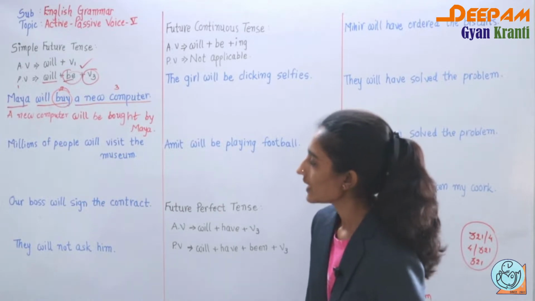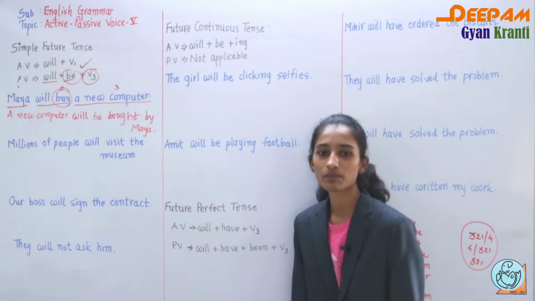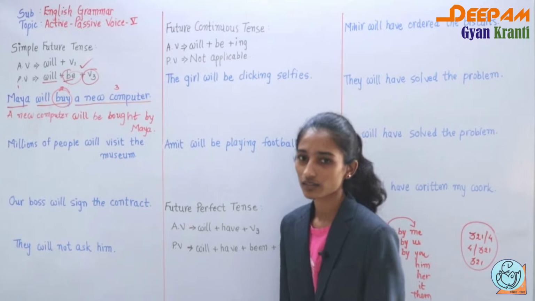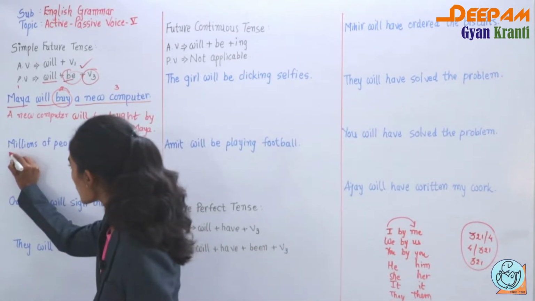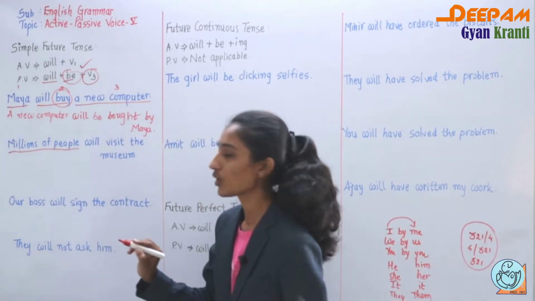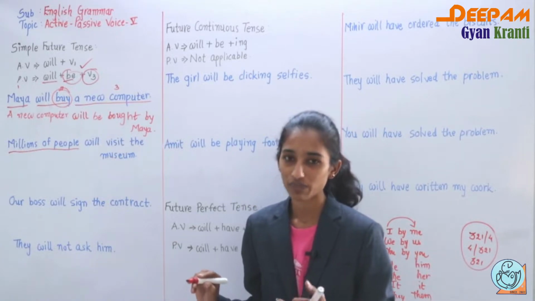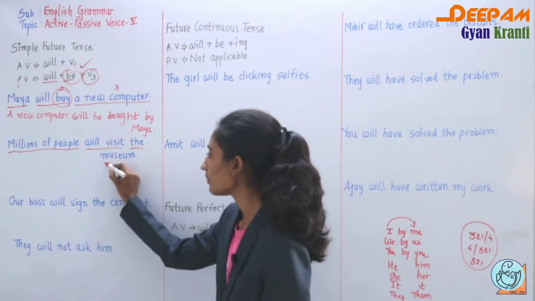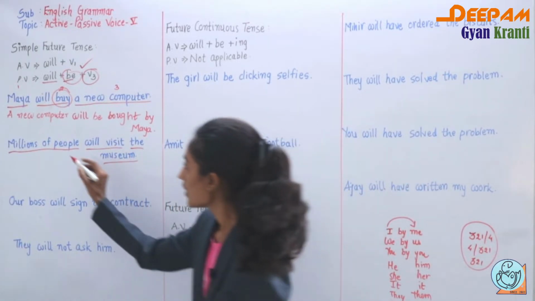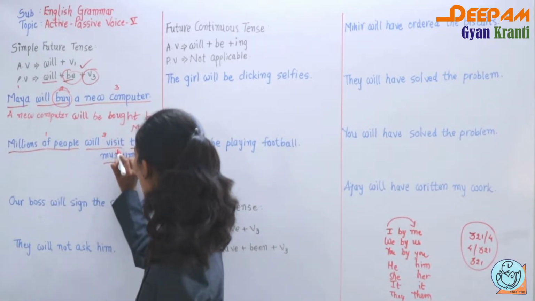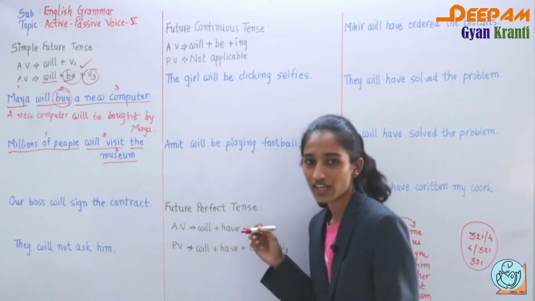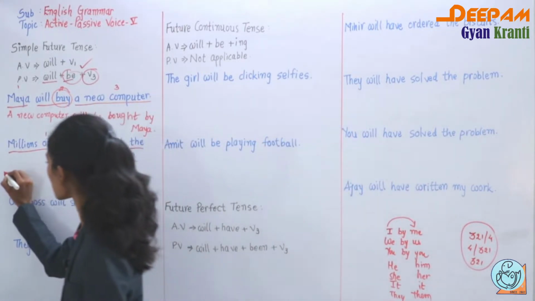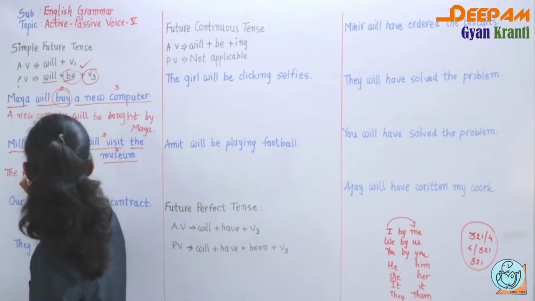Next one: millions of people will visit the museum. Okay, let's check the subject and all the things. So millions of people, see, not only the people but millions of people, that is our subject, will visit is the verb, and the museum is the object. So the numbers are 1, 2 and 3. So the third number will definitely come in the beginning of the sentence. So what is the answer? The museum.